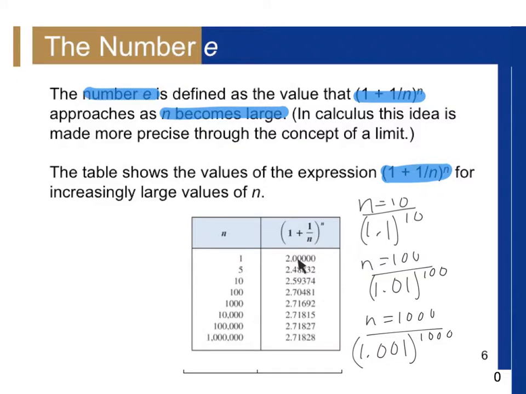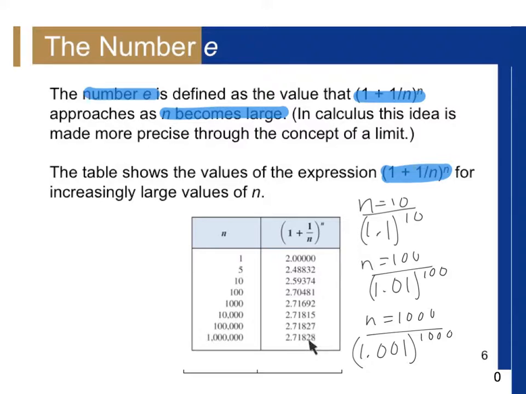For 1, it's just 2, right? 1 plus 1 over 1 is 2, to the 1st power is 2. For 5, it's 2.488832. For 10, it's 2.59374. For 100, it's 2.70481. For 1,000, 2.71692. For 10,000, you see as we get higher values of n, we're getting closer and closer to this value, which is 2.71828, which is e to 5 decimal places.